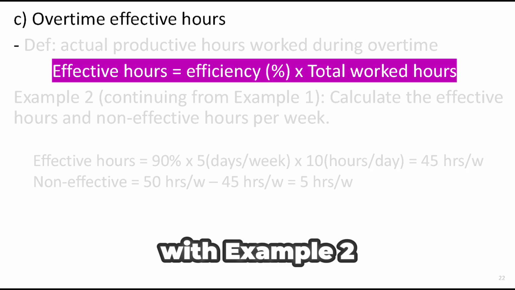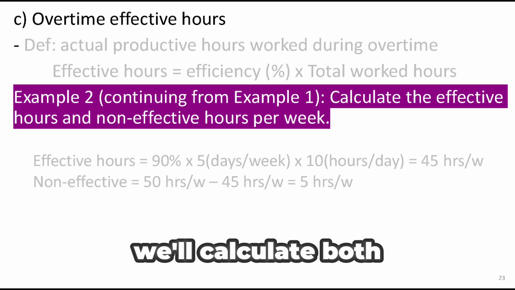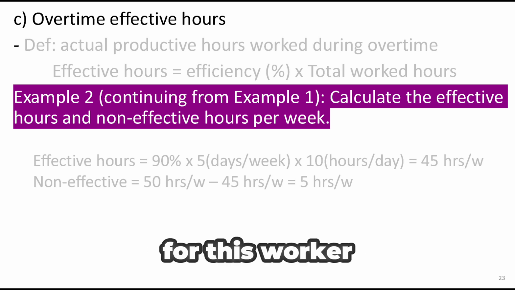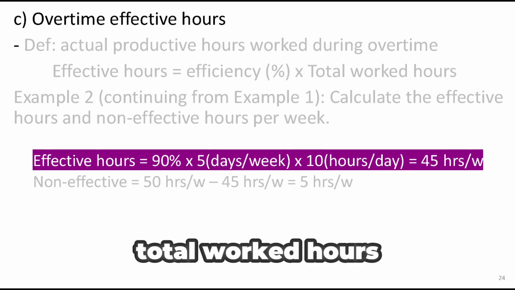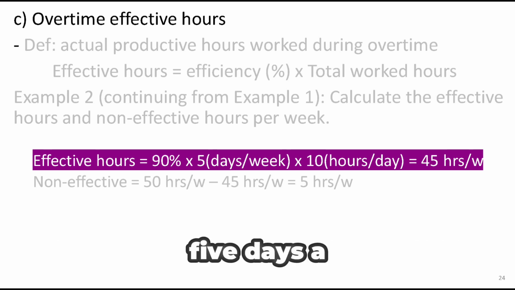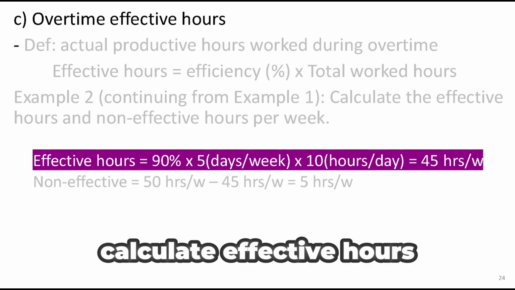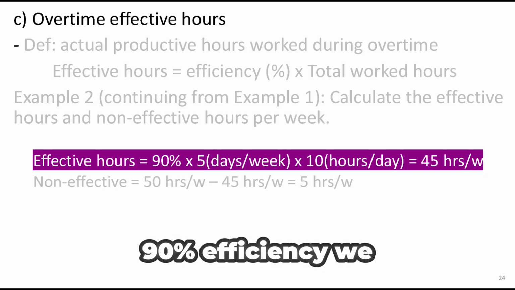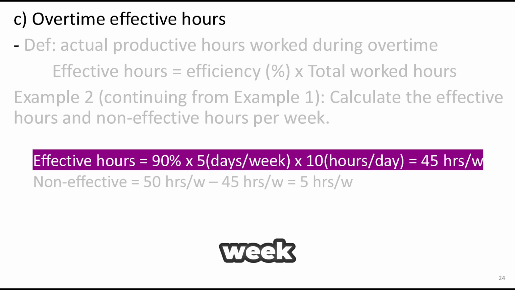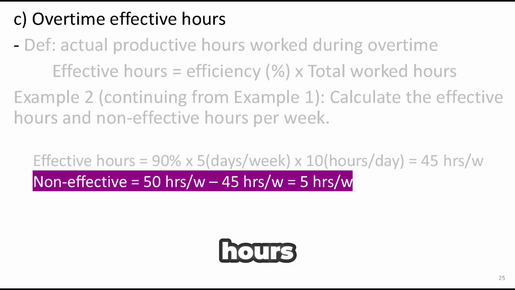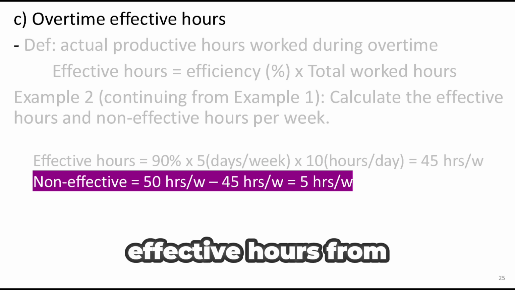Now, let's continue with example 2, building on example 1. We'll calculate both the effective hours and the non-effective hours for this worker. We use the formula above. Effective hours equals efficiency percentage times total worked hours. In this case, the worker works 5 days a week, 10 hours each day. So, to calculate effective hours, we take the 90% efficiency we found in example 1 and multiply that by 5 days and then by 10 hours per day. When we do the math, that gives us 45 effective hours per week. Next, let's calculate the non-effective hours. We know the total hours worked per week is 50 hours, 5 days times 10 hours. So, to find the non-effective hours, we subtract the effective hours from the total hours.